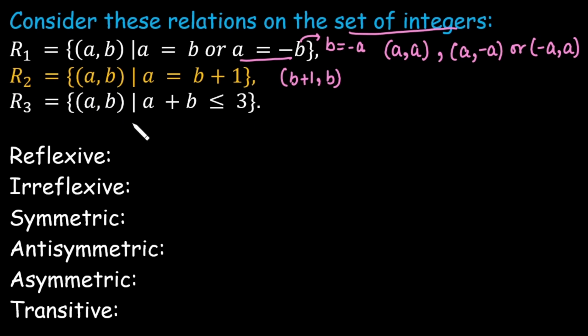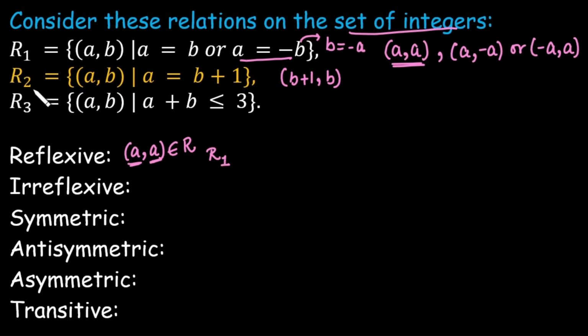Now we need to identify whether R1, R2, R3 are reflexive or not. For reflexive, we say that every element of the set is related to itself. It means the ordered pair (A, A) must be a part of the relation for all values of A. Check it. R1 is clearly reflexive because it contains such ordered pairs in the relation.